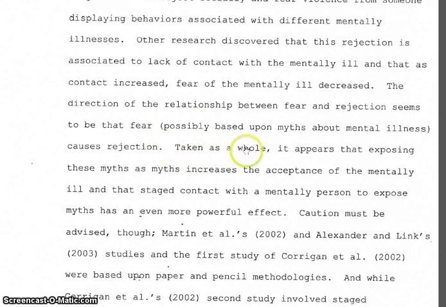Okay. Taken as a whole, it appears that exposing these myths as myths increases the acceptance of the mentally ill, and that staged contact with a mentally person, I think that should be mentally ill person, to expose myths has an even more powerful effect. Okay. And again, a critical reader may say they want more sources than what have been provided so far and that are being taken as a whole here to make this claim.